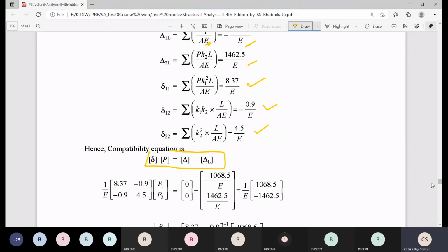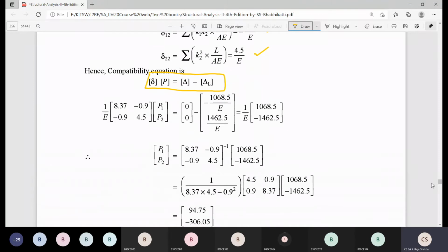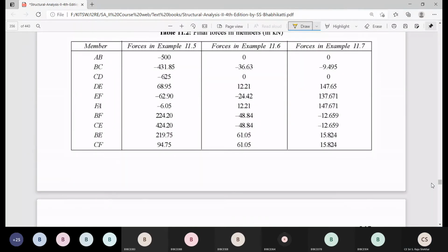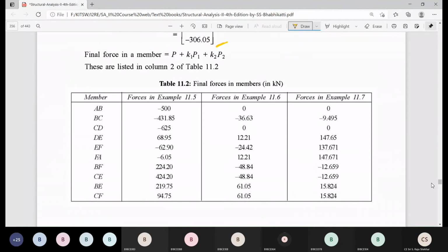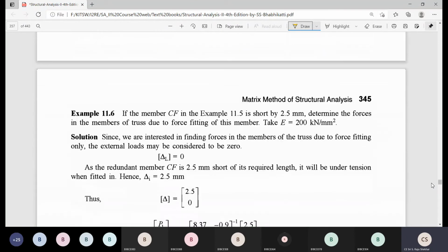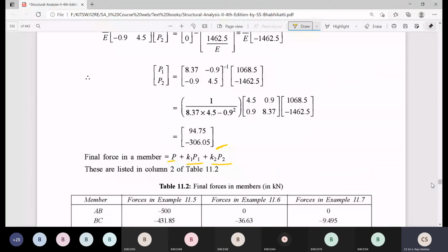Delta into P will be equal to delta minus delta L. So just substitute it and solve for P1 and P2. Finally you are going to get the forces. So the final force will be P into K1 P1 plus K2 P2. Like that, we need to calculate all the forces in the members. So that is about the truss problem.